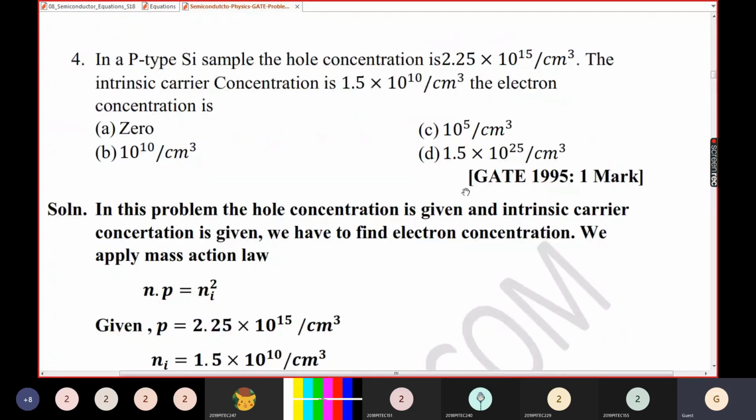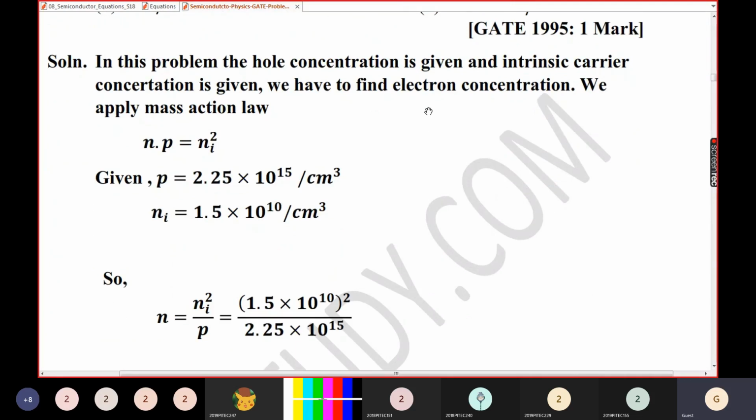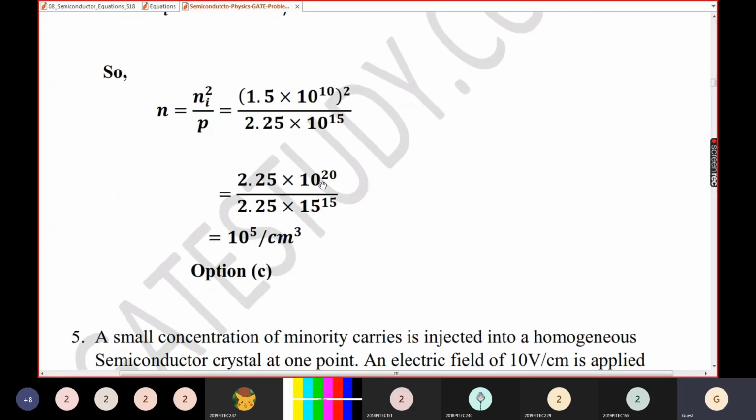Okay. So next, in a p-type silicon sample, the hole concentration is 2.25. So they have given the concentration of holes directly, the value of p. They have given the value of Ni also. What they are asking here is, in a p-type sample with given hole concentration and intrinsic carrier concentration, the electron concentration. How do you calculate the electron concentration? By using a very simple formula, Ni square divided by P. P they have given, Ni they have given. You have to put the square here and you can directly get the answer.